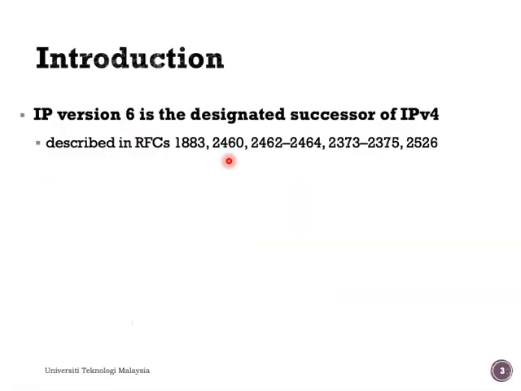Right. So the IETF, or Internet Engineering Task Force, began an effort to develop a successor of IPv4. This is called IP version 6, or Internet Protocol version 6. It is described in Request for Comments documentation. These are the RFCs for IP version 6, and you can Google these RFCs. They are available freely on the internet.